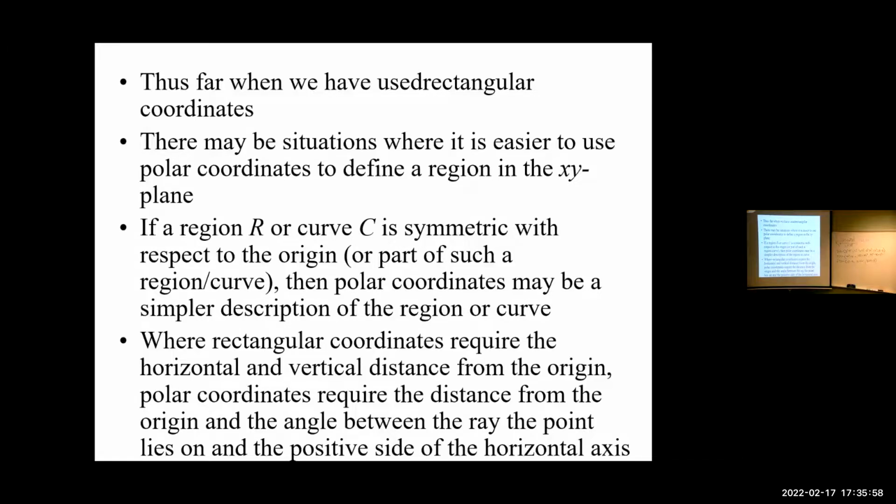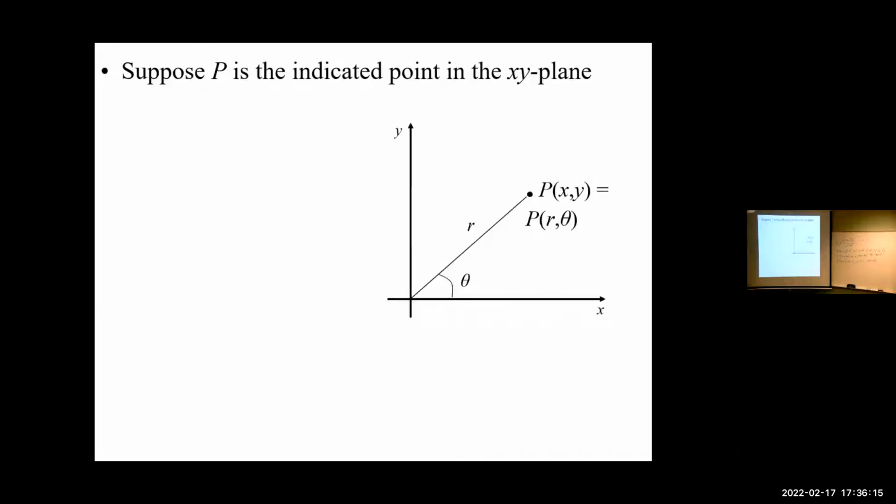Rectangular coordinates require the horizontal and vertical distance from the origin. Polar requires the direct distance from the origin and the angle between that distance and the positive x-axis. So just a reminder of what polar looks like. This would be a point in xy, but it's also a point in r comma theta.